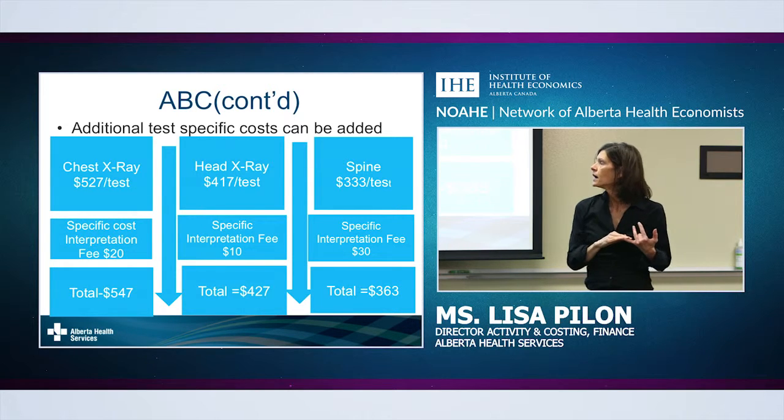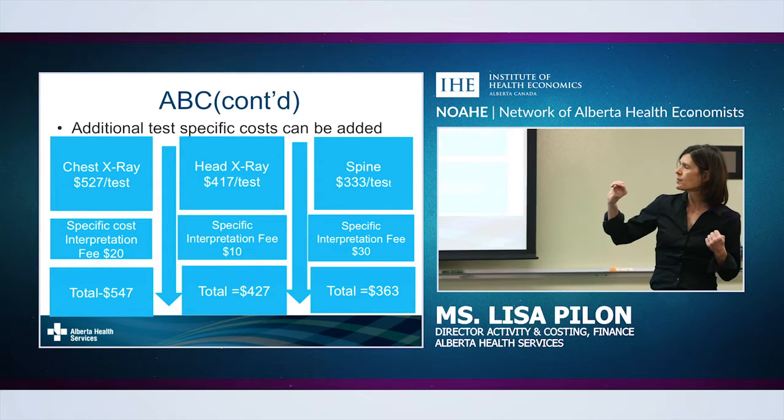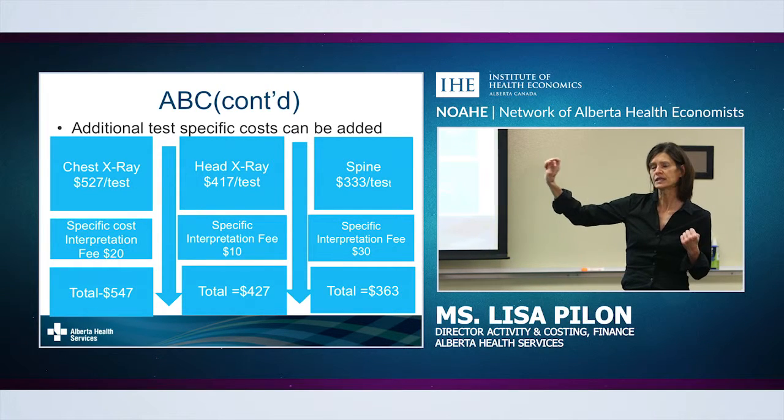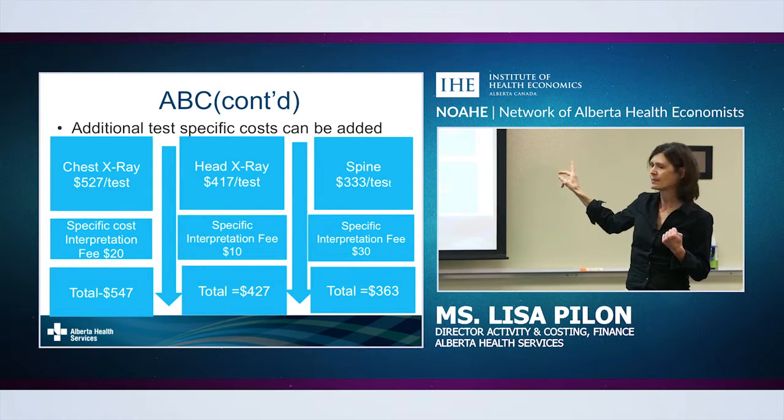And for DI, a good example of that is interpretation fees. That's where they're actually interpreting the test. So there's a standard list of costs for interpretation fees that's used. So for example, you can get even more activity-based costed by adding the actual specific test cost to that test. In a chest x-ray, the interpretation fee might be $20. In head x-ray, it might be $10. In spine, it might be $30.